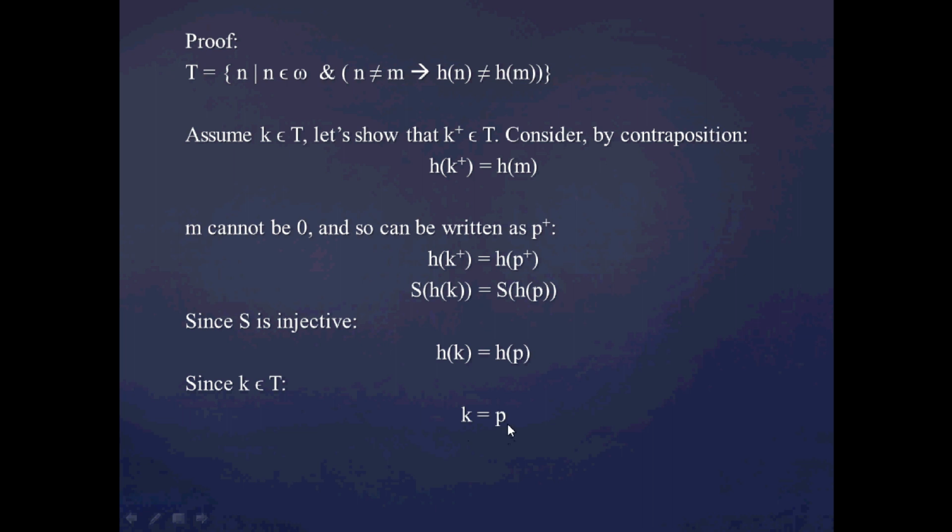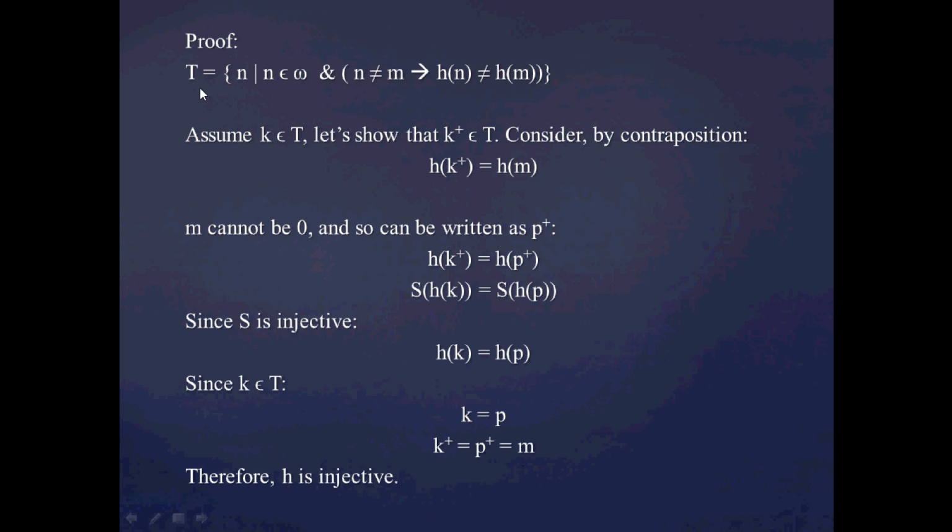Now what I'm going to do is just take the successor on both sides. So if k is equal to p, then they should have the same successor. So k plus is equal to p plus. But remember that p plus was equal to m. So what I've shown is that k plus is equal to m. So I started from h of k plus being equal to h of m implies that k plus is equal to m. So what I've shown there is that k plus is in the set T under the assumption that k is in T. Therefore, the set T is inductive.